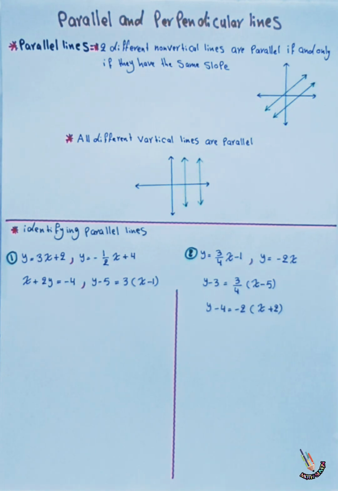And then, two different non-vertical lines are parallel if and only if they have the same slope.